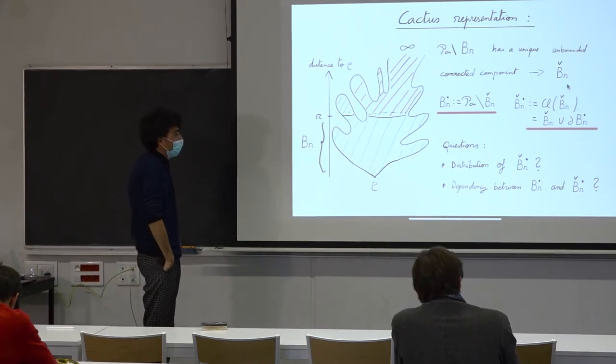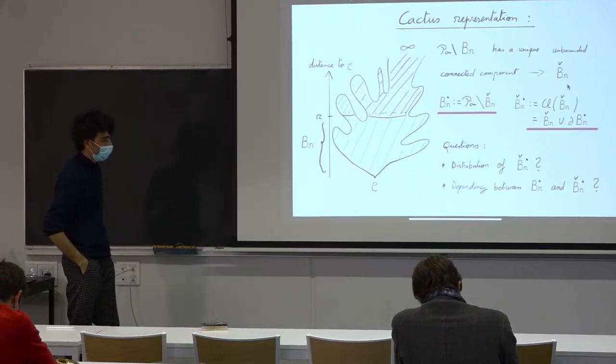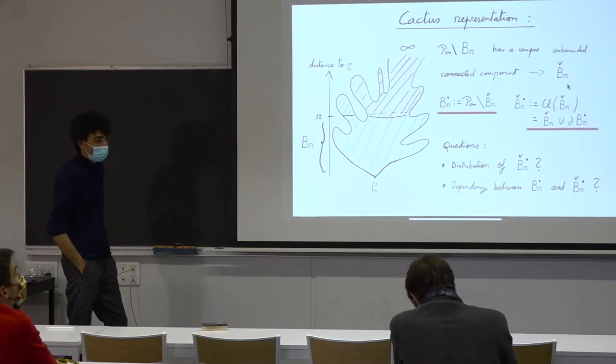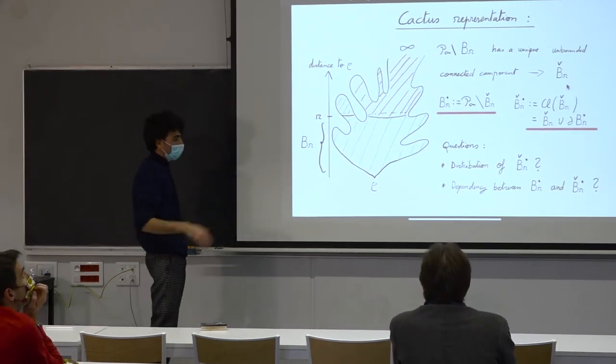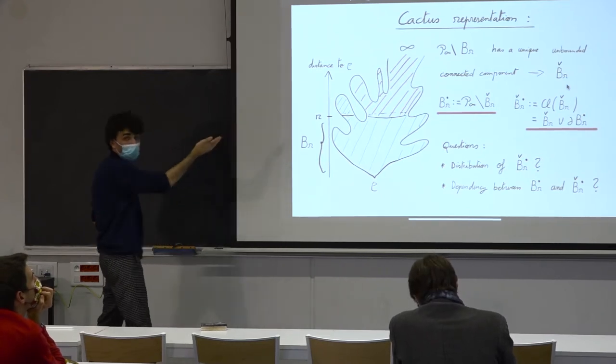Here are two very natural questions: what is the distribution of the closure of the unbounded connected component, and what is the dependency between the blue part and the red part?